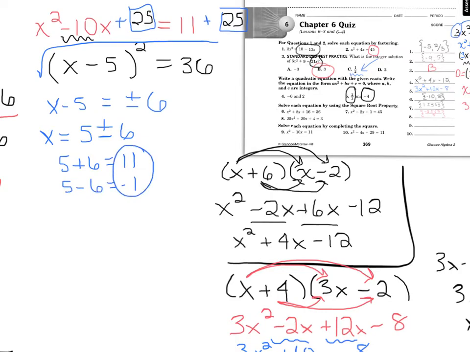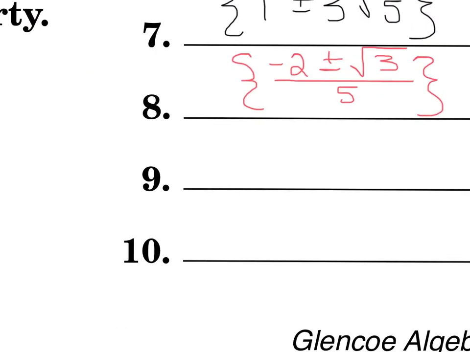So these are our two solutions here for number 9. Write that in my answer box here. So we have negative 1 and 11 as possible solutions.